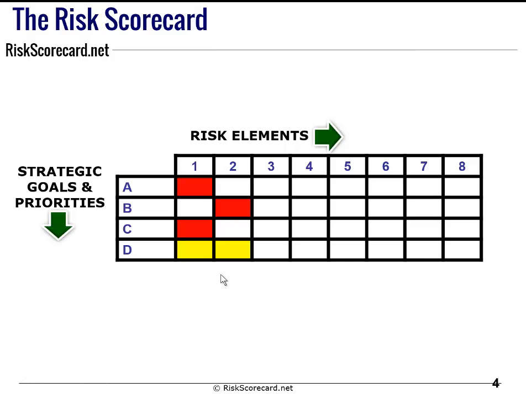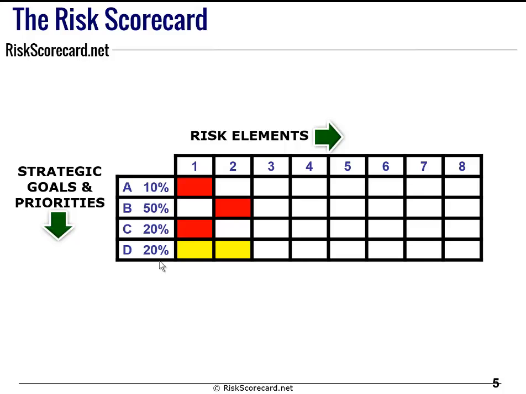Now, on the surface, you'd answer risk number 1, probably, because it has 2 that are at the risk tolerance level. But if we were to add in an extra piece of information, how important are these strategic objectives on the left to the success of the organization this year?